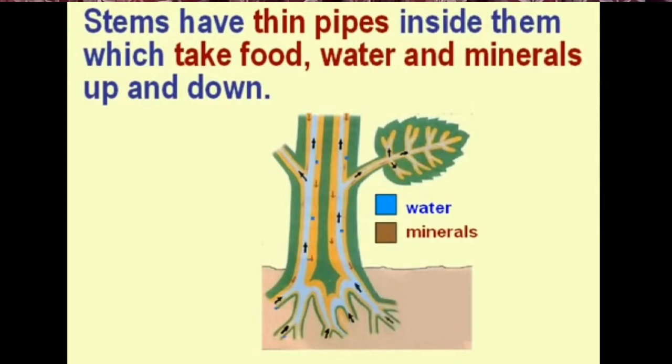The stem has tube-like drinking straws inside it. These help water, minerals and food to go up and down. Stems of some plants such as potato, ginger and sugarcane store food. We eat these stems.